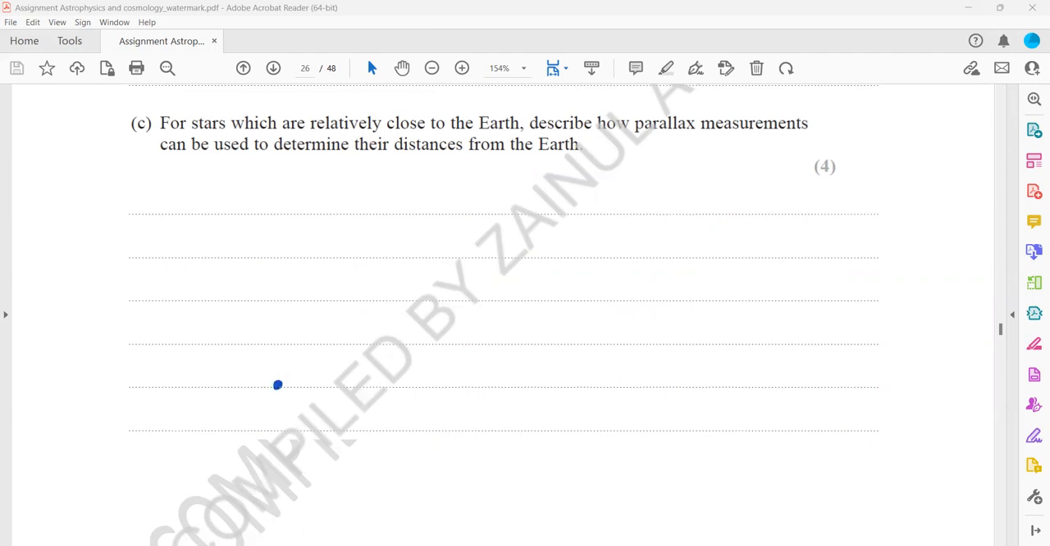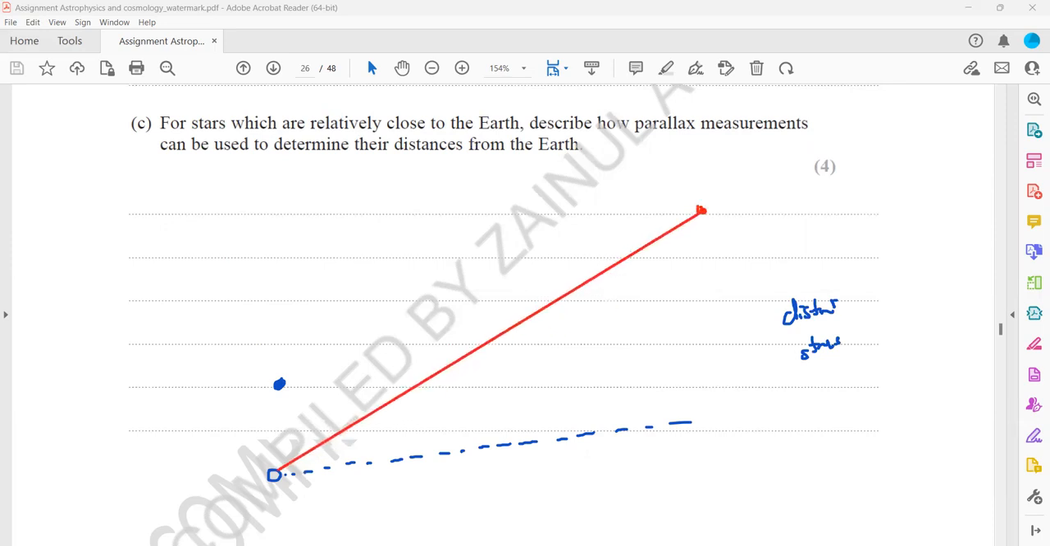So here, this is the Sun, and we have Earth, and we have fixed distant stars. We consider this an axis, the origin, and this is a star where we are focusing. So this is the star we want. What we do is observe this star, and this angle we measure, we call it, for example, theta 1.